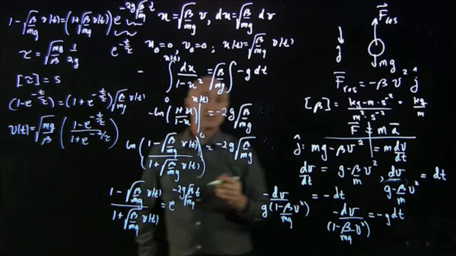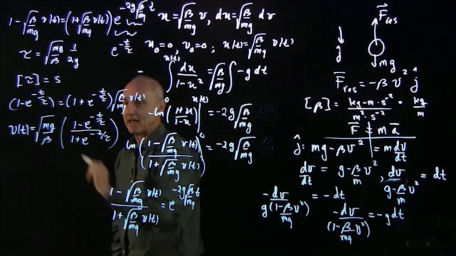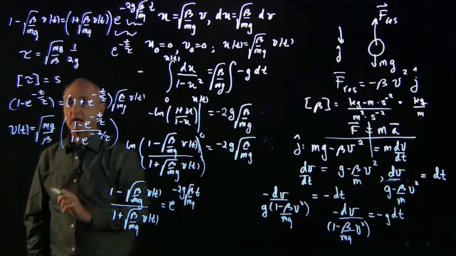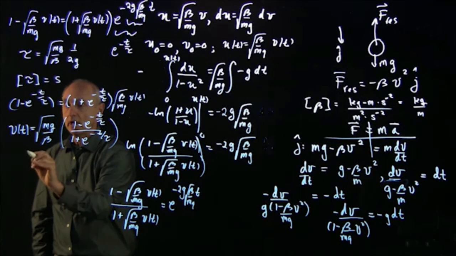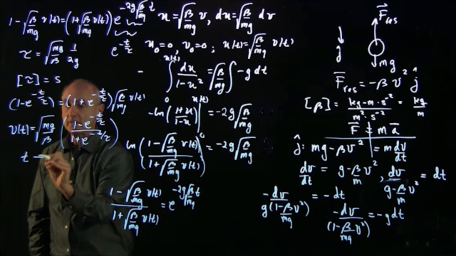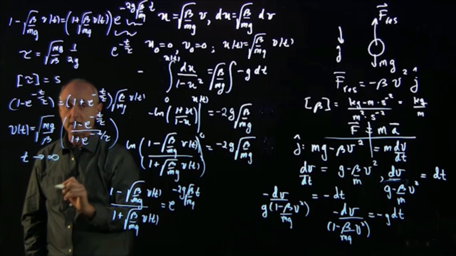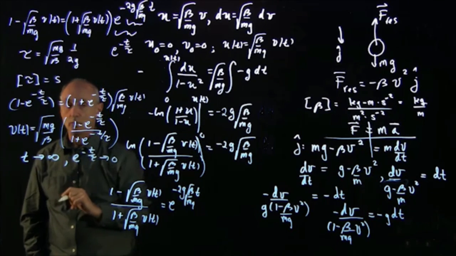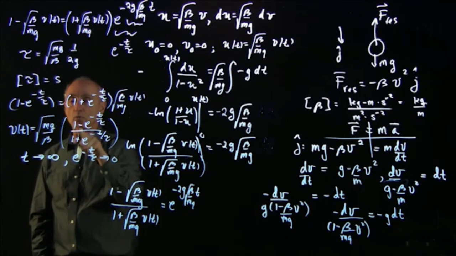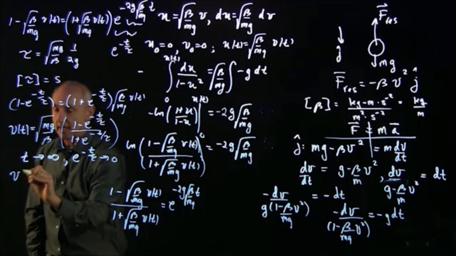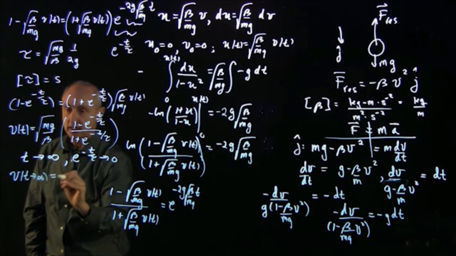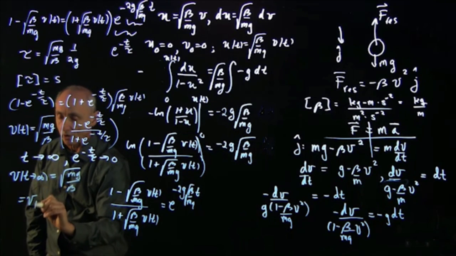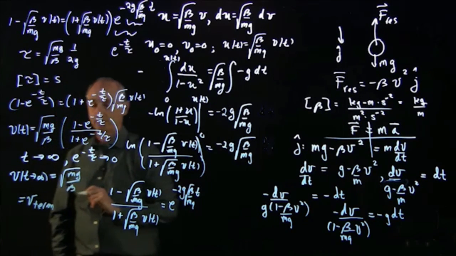Well, it's not a simple solution at all. But let's examine, when you have a case like this, again, it would be a nice exercise to graph this out. But right now, we're going to consider the limit as t goes to infinity. And remember that e to the minus t over tau goes to 0 when t goes to infinity. So we just have 1 over 1. And what we get as t goes to infinity is the square root of mg over beta. And this is what we call the terminal velocity.